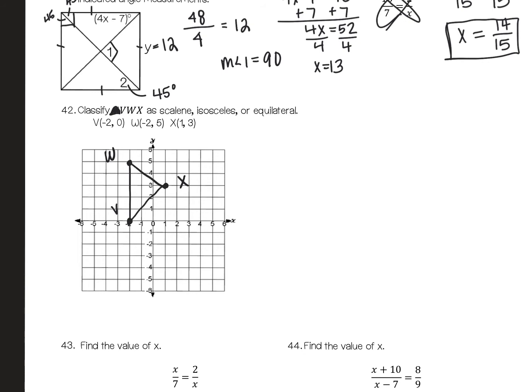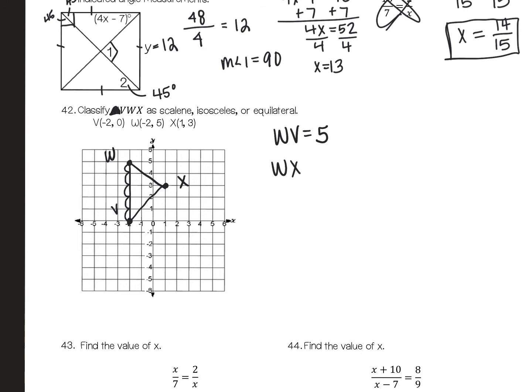Anytime you have ordered pairs, what you want to do is do the distance formula. However, since WV is just a vertical line, if you have a vertical or horizontal line, you can actually just count and save yourself some time. So 1, 2, 3, 4, 5. WV is 5. Unfortunately, the other two, we don't get so lucky, so we're going to have to do the distance formula.